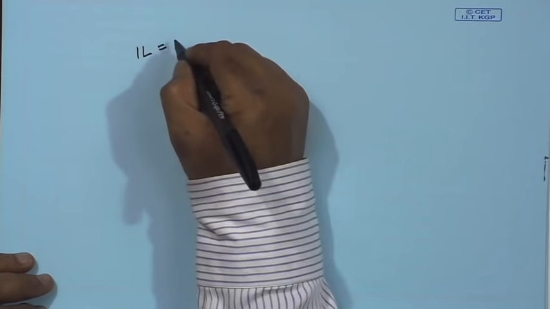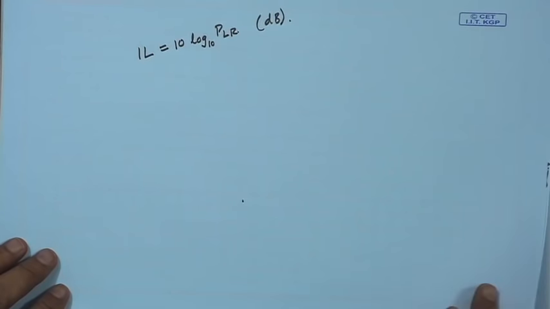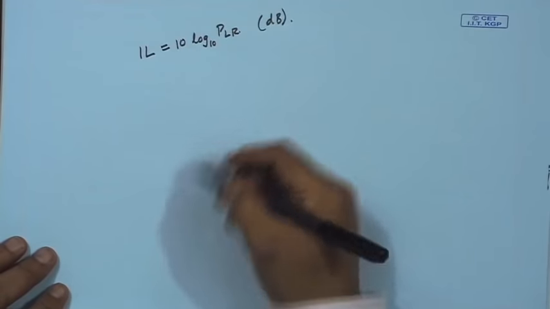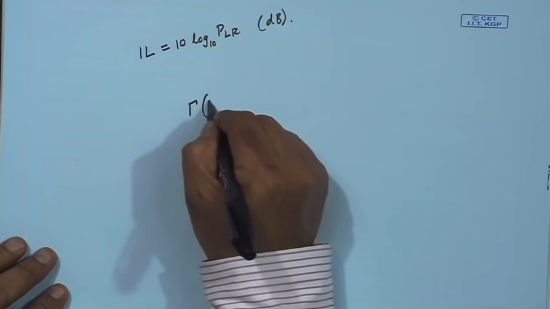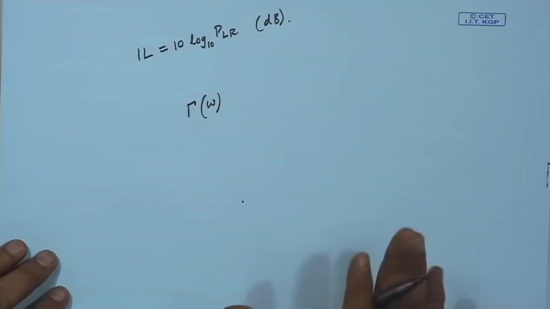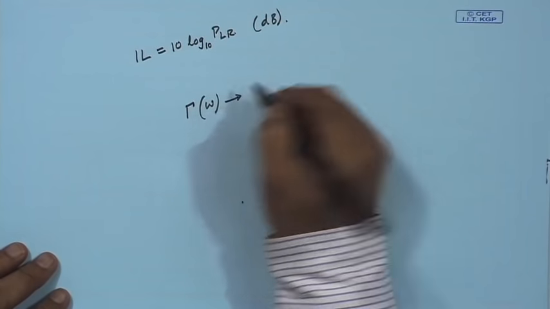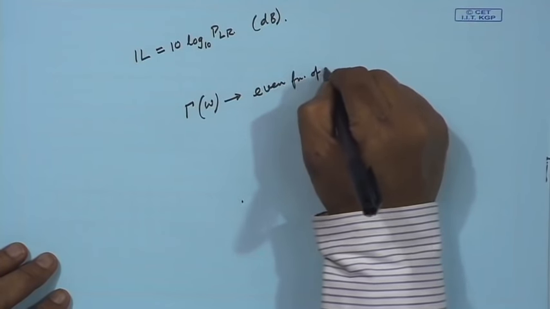Now, here I will take a property of any microwave network. You may not be familiar with this. In graduate level we do not teach that, but in the postgraduate microwave technology courses, there we prove one point, that gamma omega, for any two port network, should always be an even function of omega.